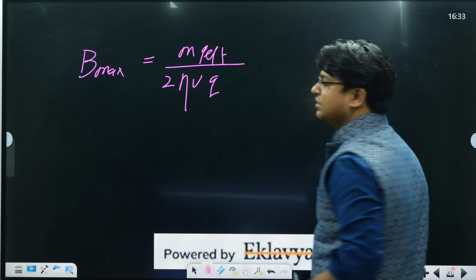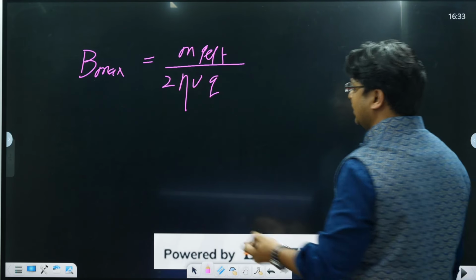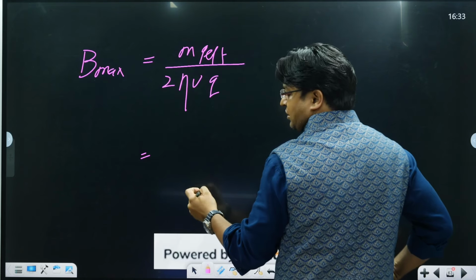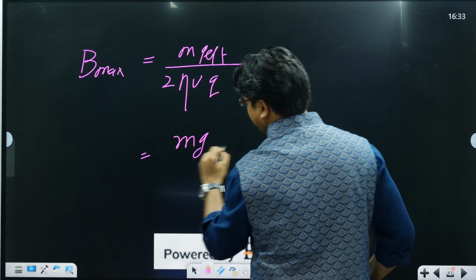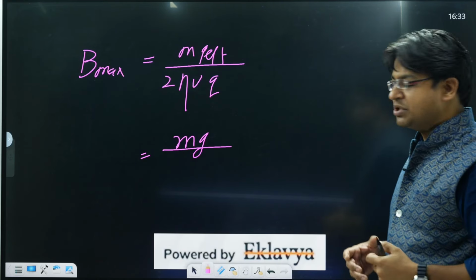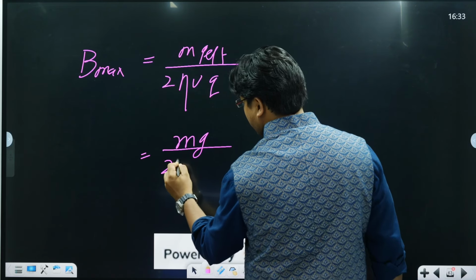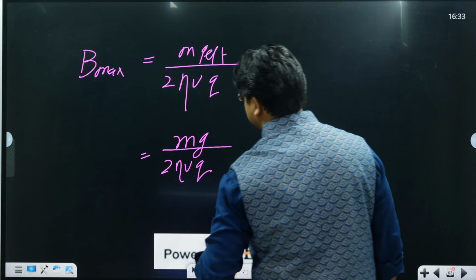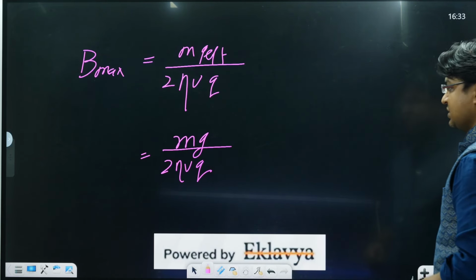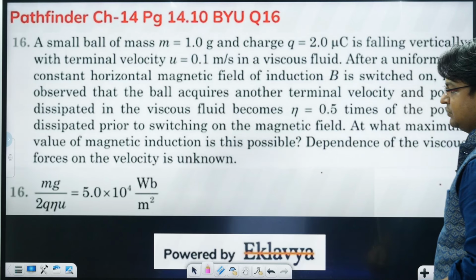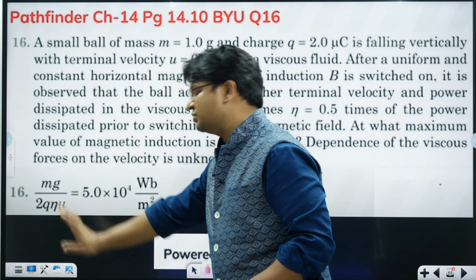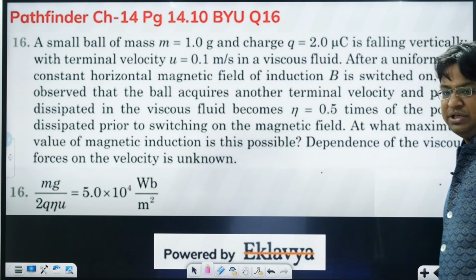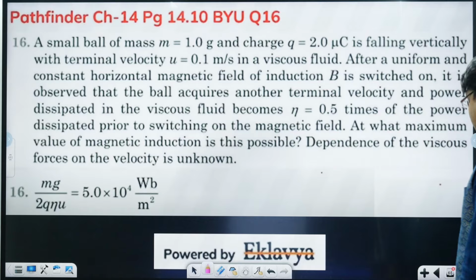Now, because mg effective is present in the answer, I am saying that the buoyant force is not given. We have not been given enough information to talk about buoyant force. I'll ignore the buoyant force, and therefore my answer will be this. Let's check what the answer is: mg by 2q eta. So yes, the buoyant force was indeed ignored.